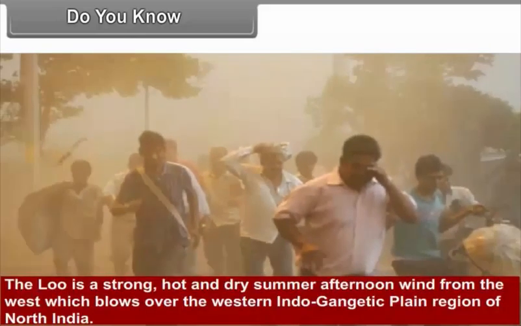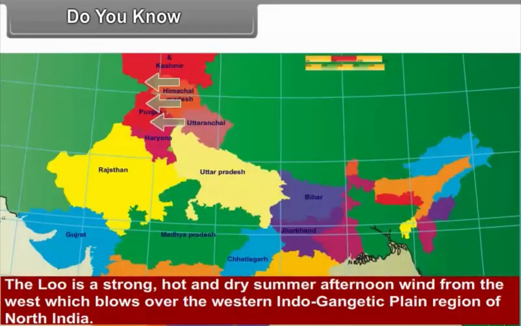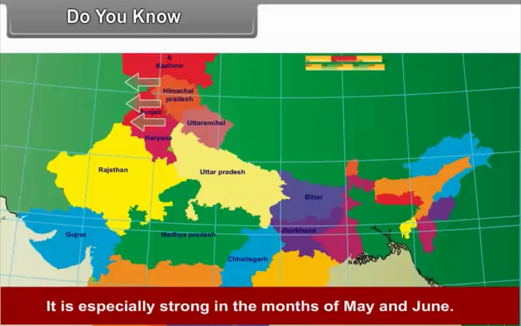Lu. The Lu is a strong, hot and dry summer afternoon wind from the west which blows over the western Indo-Gangetic Plain region of North India. It is especially strong in the months of May and June.